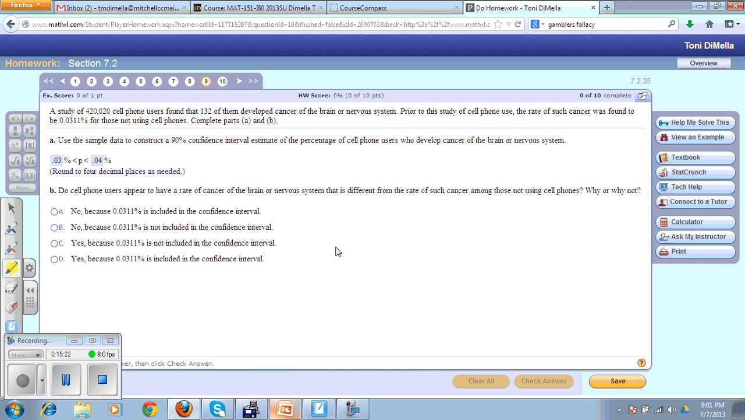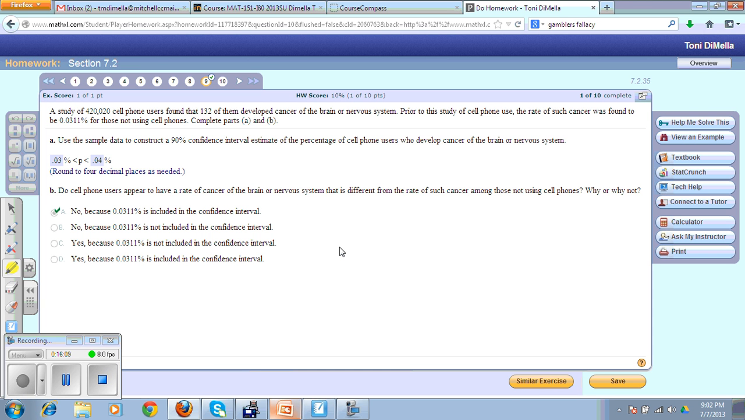So, do cell phone users appear to have a rate of cancer of the brain or nervous system that's different than people who don't use it? And the answer is no, because the rate for the people who don't use cell phones is right in that range. Now, granted, it's pretty close to the bottom there. I wouldn't want to hear that I have only a 0.001% less or more chance of getting this rare form, but I cannot say that the cell phones are causing it, because the people who don't use cell phones have the same rate. So does it appear that this is different? No, because it's included in the confidence interval.